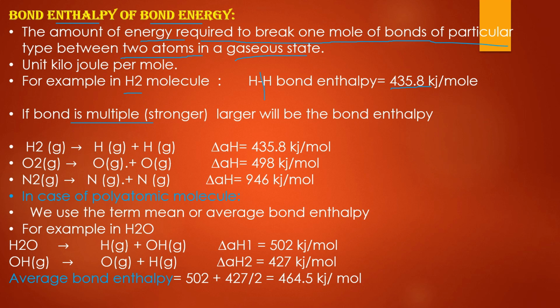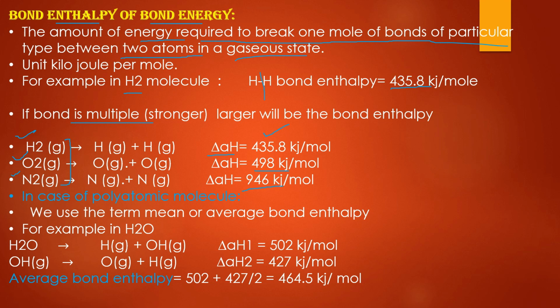Let us take the example of H2, O2 and N2. Hydrogen has a single bond, oxygen has a double bond between them, and nitrogen has a triple bond between the nitrogen atoms in the nitrogen molecule. So to break a single bond, the energy required is 435.8 kilojoule per mole. This is the enthalpy of atomization. I already told you that bond enthalpy in the diatomic molecule case is called enthalpy of atomization. Now the double bond requires more energy, that is 498 kilojoule per mole, and the triple bond requires much more energy, that is 946 kilojoule per mole.